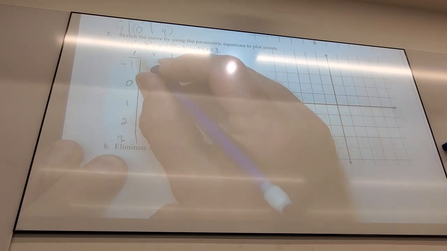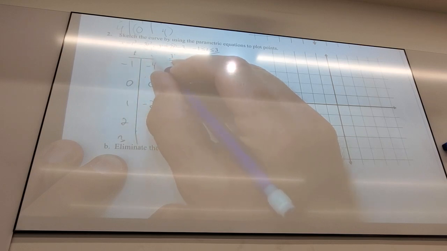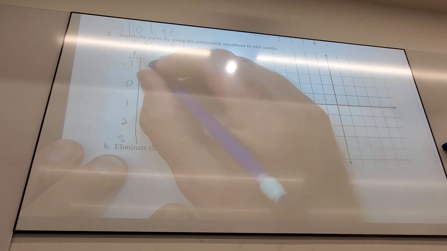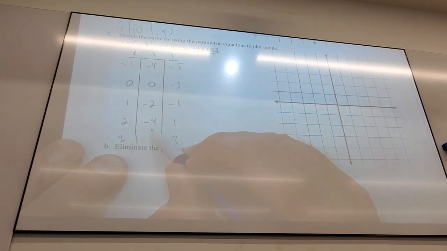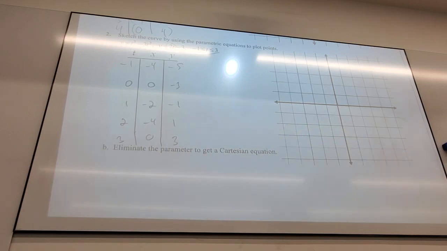When I plug a 2 in, you get 8 minus 3 times 4. So you get 8 minus 12, negative 4. Just want to catch up to Brooke. And then 3, I'll get 27 minus 3 times 9. I get 27 minus 27. 0. I like it.